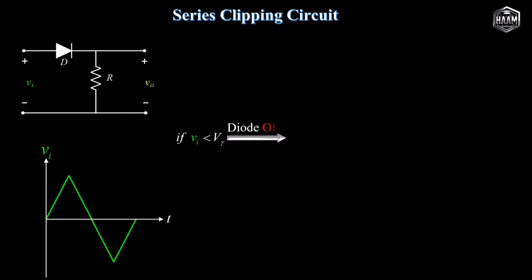When V sub I is less than V sub gamma, the diode remains off, resulting in an open circuit where zero loop current flows, dropping V sub O to 0 volts according to Ohm's law.